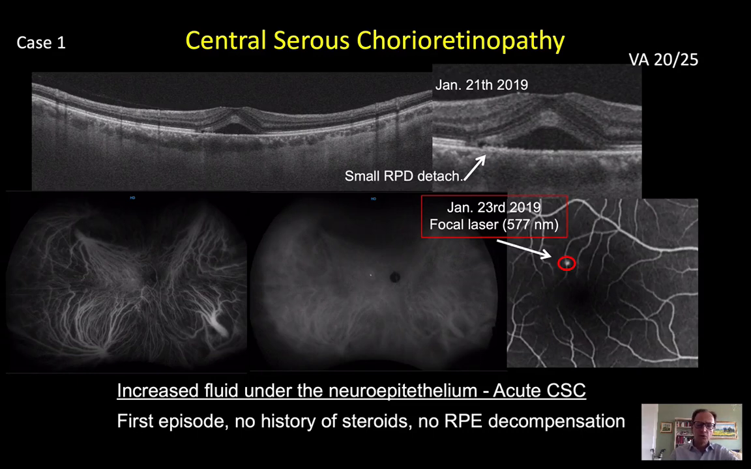We performed also fluorescein indocyanine green angiography, but as you can see, there are no significant choroidal hyperpermeability areas. So we decided to treat this patient with a focal laser using a 577 nanometer yellow laser directed on the leaking point. We don't need to coagulate the leaking point. We just need to cause some very light laser spots on the leaking point.